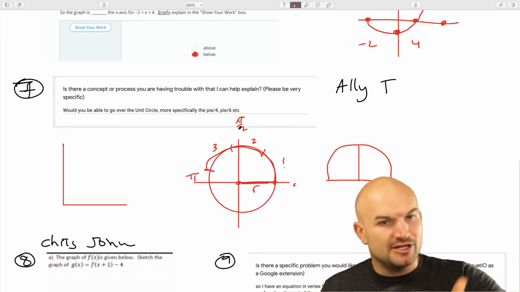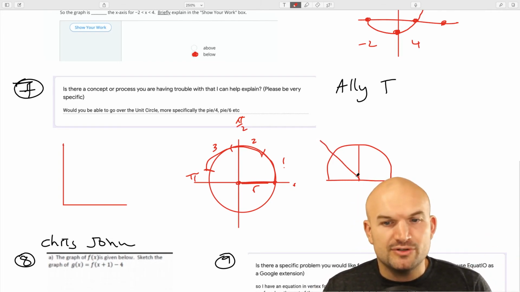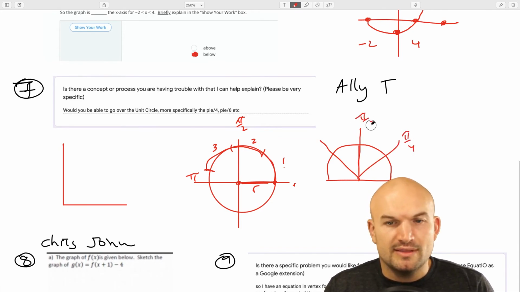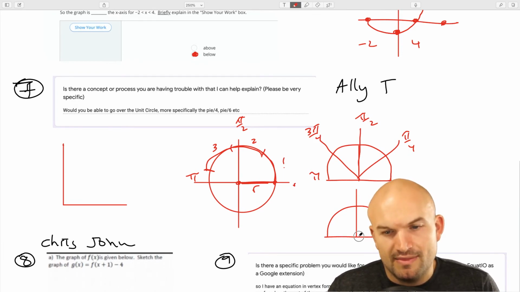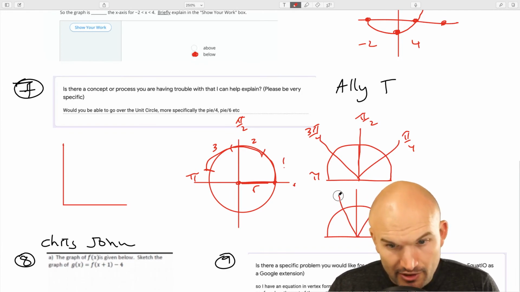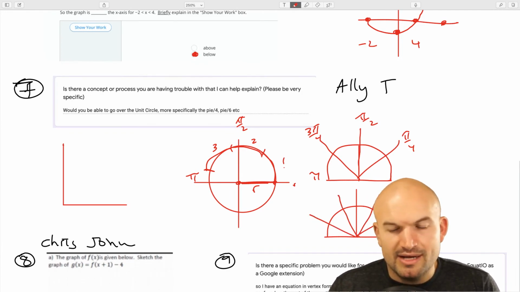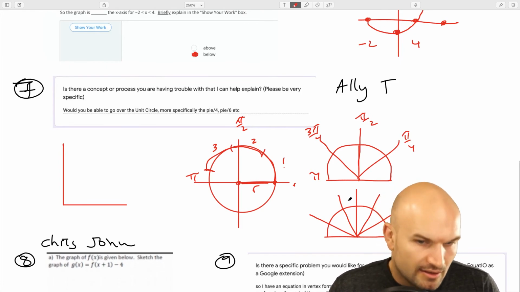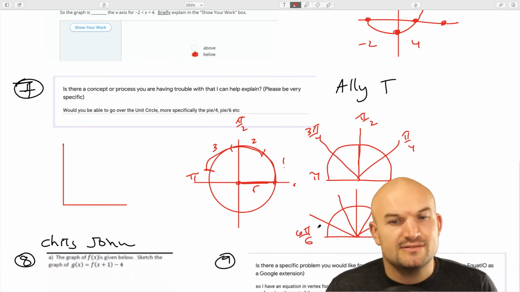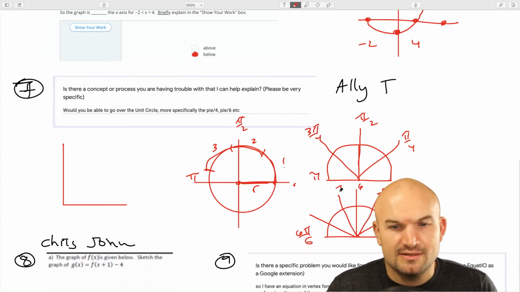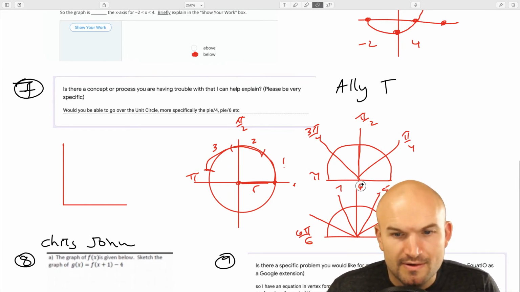But if you know here's pi and here's pi halves, then we can break that up into 4 equal parts as well, right? So now we could say that's pi over 4, that's pi halves, that's 3 pi over 4, and that's pi. And we could do the same thing with pi over 6 or pi thirds, right? You could break it up into 6 equal parts. So then we have pi over 6, 2 pi over 6, 3 pi over 6, 4 pi over 6, 5 pi over 6, and 6 pi over 6, right?